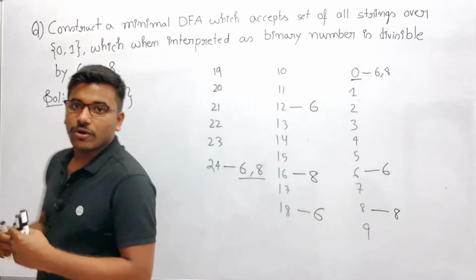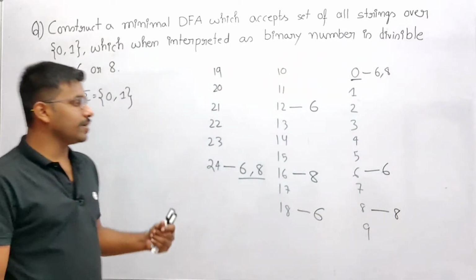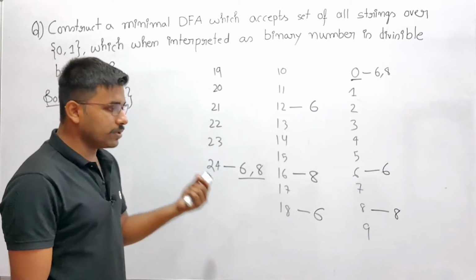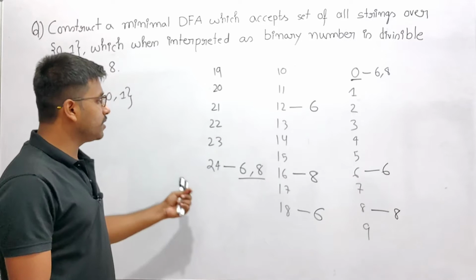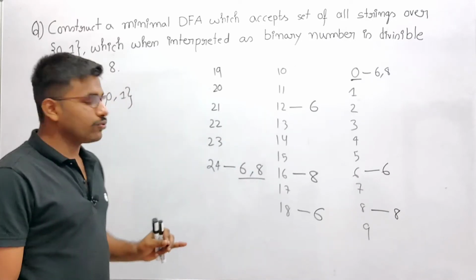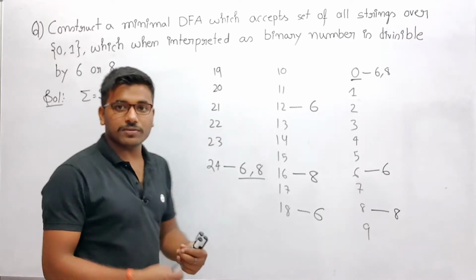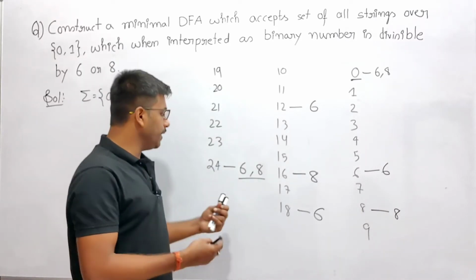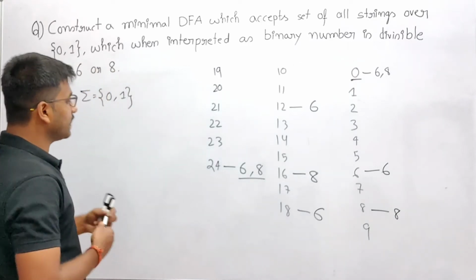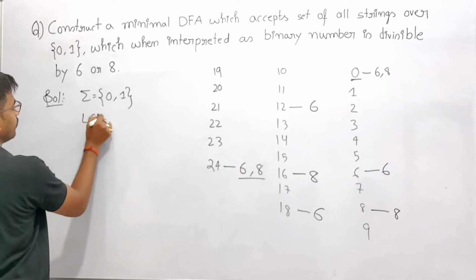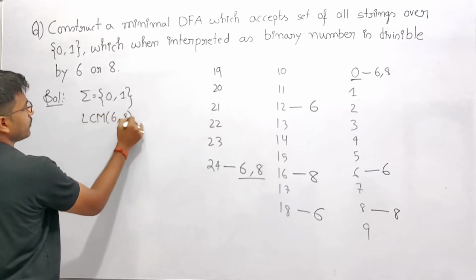So here also you got an idea that there will be some numbers divisible by only 6, some divisible by only 8, and some divisible by both 6 and 8. So how to know the numbers which are divisible by both? Again we need to find the lowest common multiple, LCM. LCM of 6 and 8 is 24.